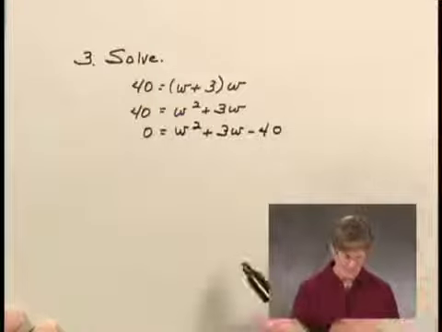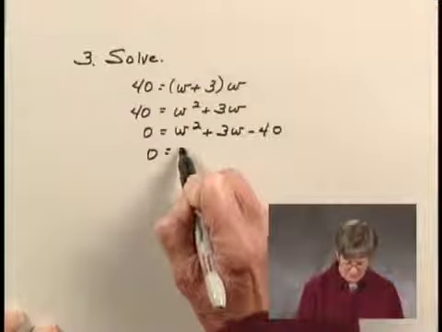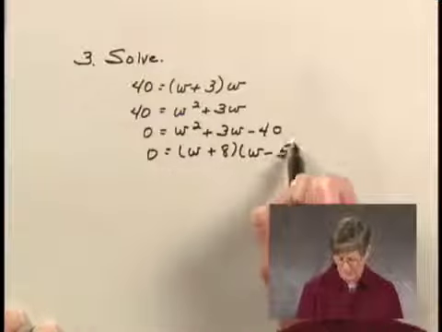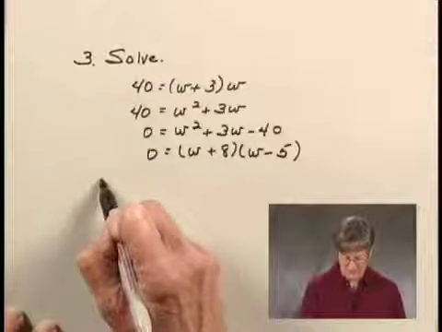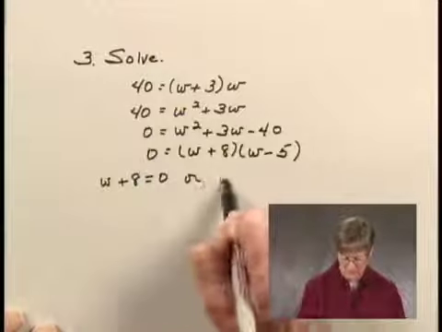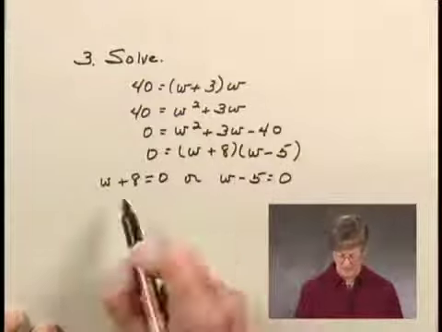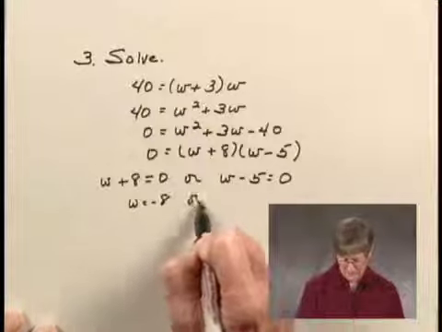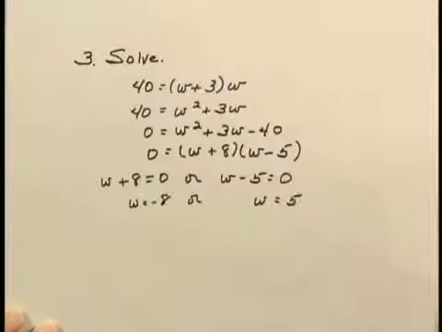And now I want to factor on the right-hand side. And when I do that, I get 0 is equal to W plus 8 times W minus 5. Now, we can use the principle of zero products to finish up the solution. We know that W plus 8 is equal to 0, or W minus 5 is equal to 0 if their product is 0. If I subtract 8 on both sides of this equation, I get W equals negative 8. And adding 5 on both sides here, I have W is equal to 5.